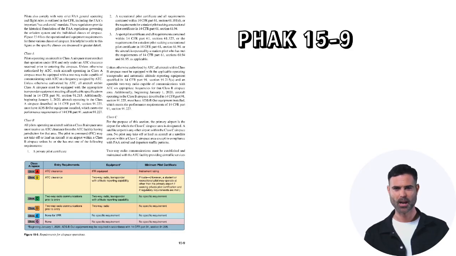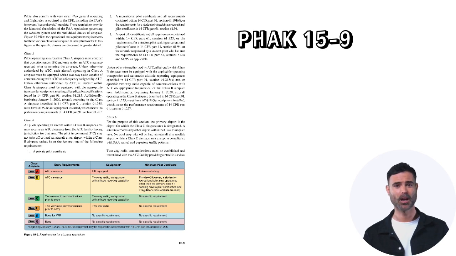Pilots also comply with very strict FAA General Operating and Flight Rules as outlined in the CFR, including the FAA's important See and Avoid mandate. These regulations provide the historical foundation of the FAA regulations governing the aviation system and the individual classes of airspace. Figure 15.9 lists the operational and equipment requirements for these various classes of airspace. It is helpful to refer to this figure as the specific classes are discussed in greater detail.